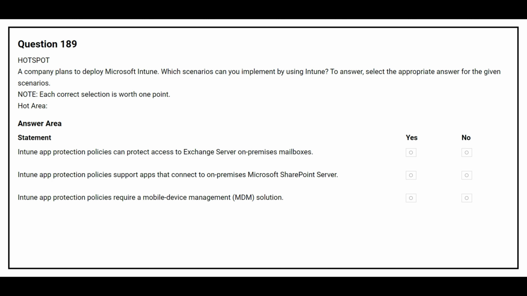Question number 189. A company plans to deploy Microsoft Intune. Which scenarios can you implement by using Intune? The first statement is Intune app protection policies can protect access to Exchange server on-premises mailboxes. The correct answer is yes. The second statement is Intune app protection policies support apps that connect to on-premises Microsoft SharePoint server. The correct answer is no. The third statement is Intune app protection policies require a mobile device management MDM solution. The correct answer is no.